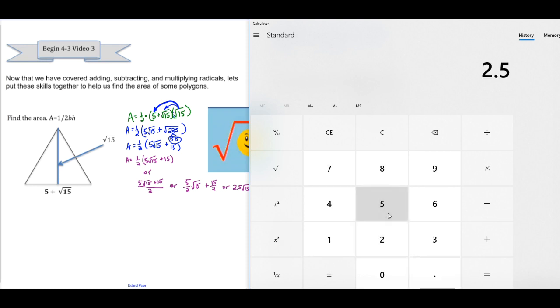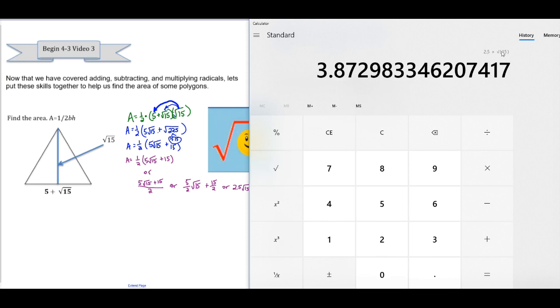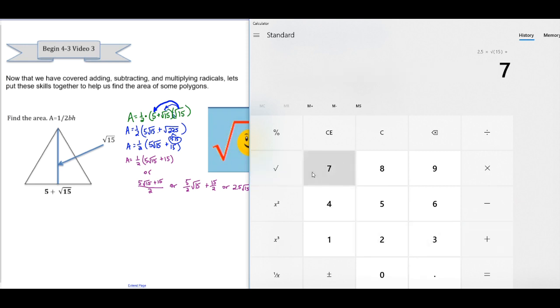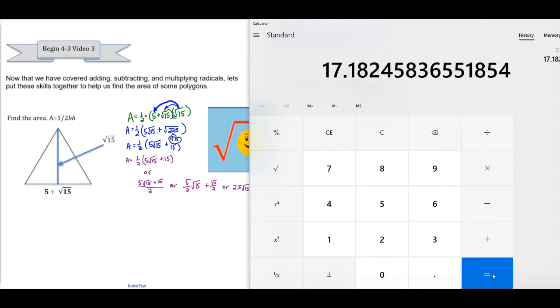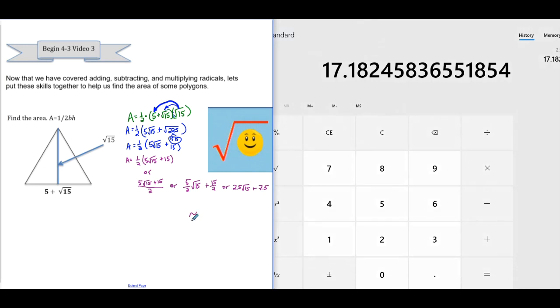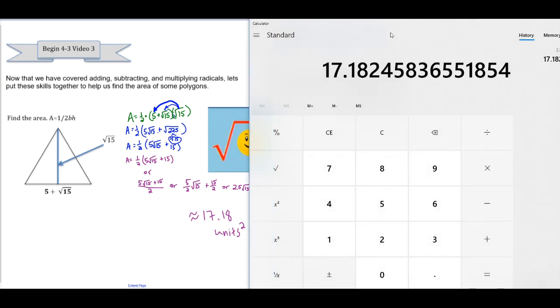So I'm going to put 2.5, and then I'm going to put times the square root of 15. It's got a little display up here to make sure I'm putting it in right. All right, plus 7.5. And that gives me this, approximately, because I'm going to round it, approximately 17.1 units squared. Remember, anytime you are finding area, you are looking for square units.